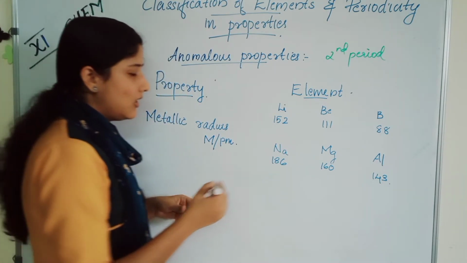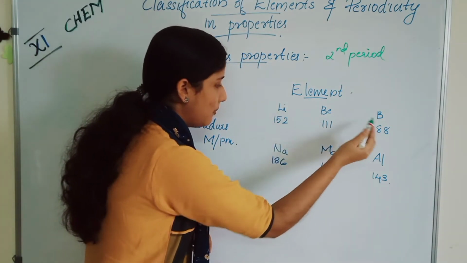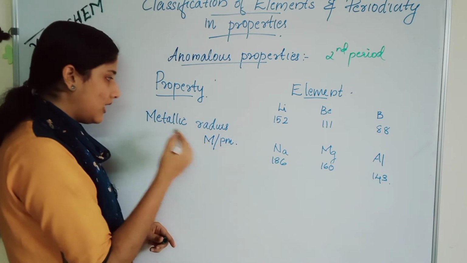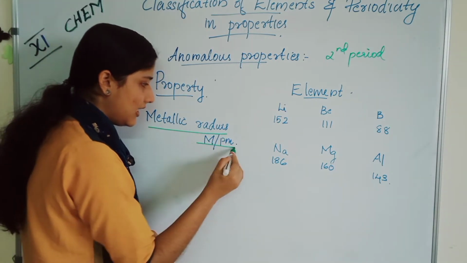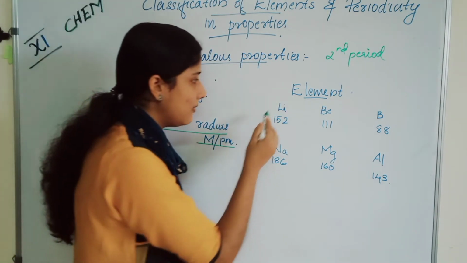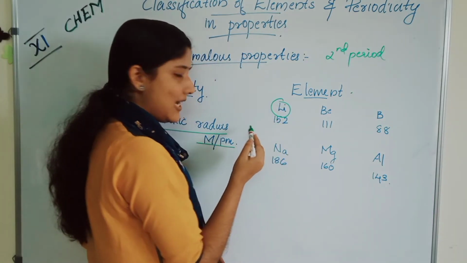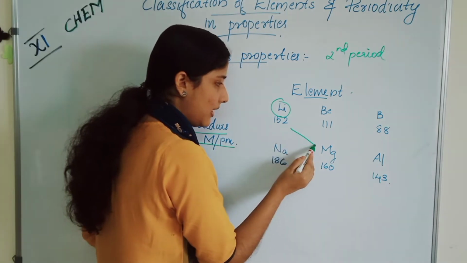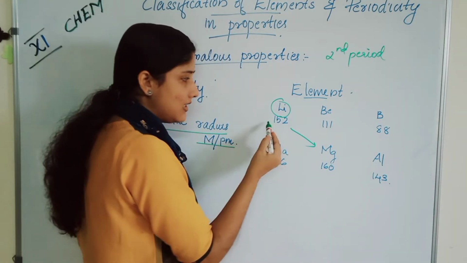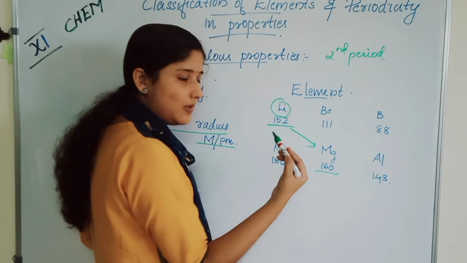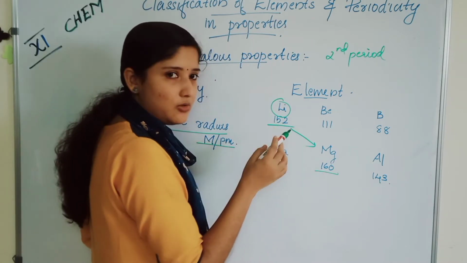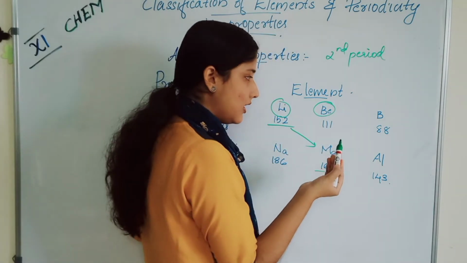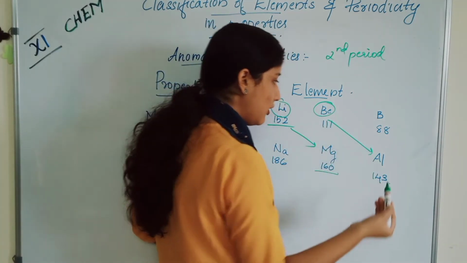Let's look. In the first period it is lithium, beryllium, boron. In the second it is sodium, magnesium, aluminum. Let's look at an example, the metallic radius. The metallic radius of lithium resembles more that of magnesium. It is 152 and it is 160. You don't need to remember these values, I am just giving an example. In the case of beryllium, it is similar to that of aluminium.